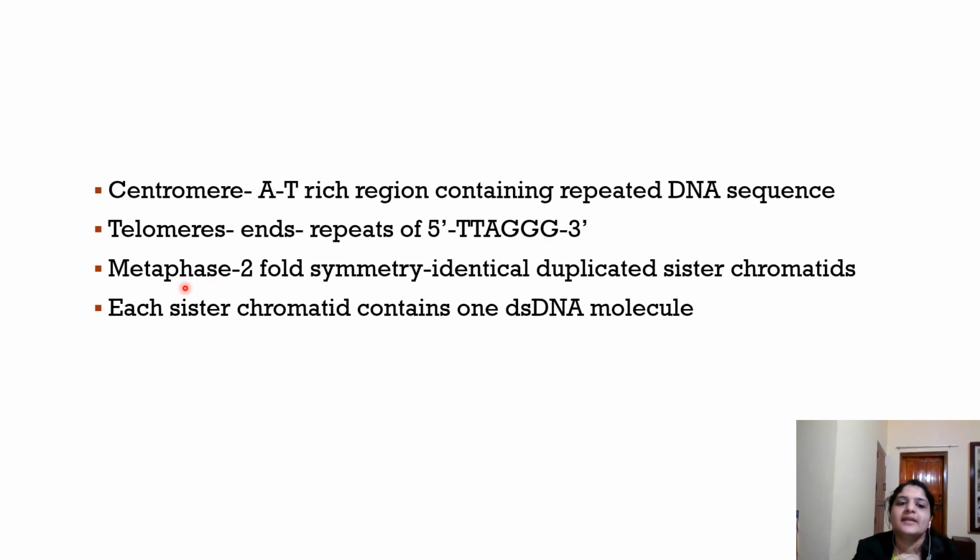Then metaphase has a two-fold symmetry where there are identical duplicated sister chromatids, and each sister chromatid contains one double-stranded DNA molecule. So all these are important points about DNA organization in tissues. The centromere is the AT-rich region and telomeres have repeat sequences of TTAGGG. Metaphase has a two-fold symmetry with identical duplicated sister chromatids, where each sister chromatid contains one double-stranded DNA molecule.